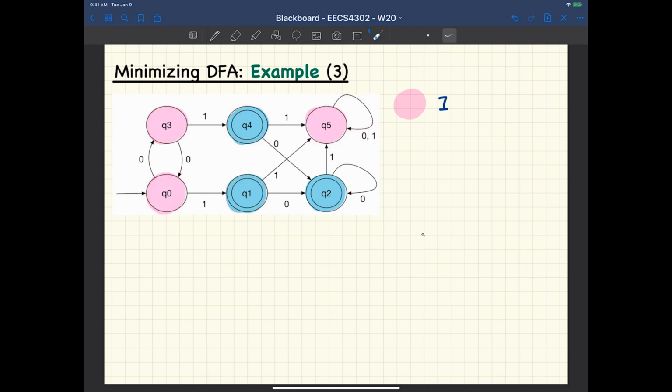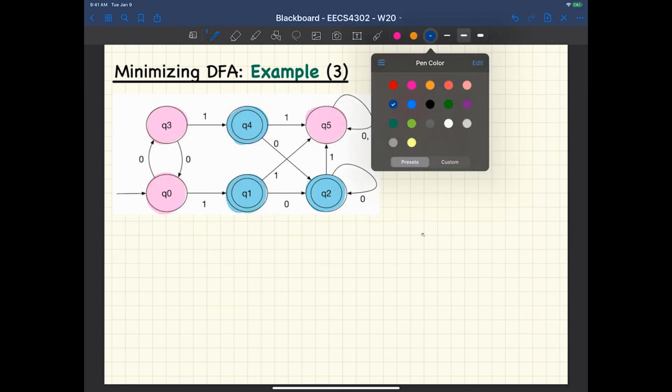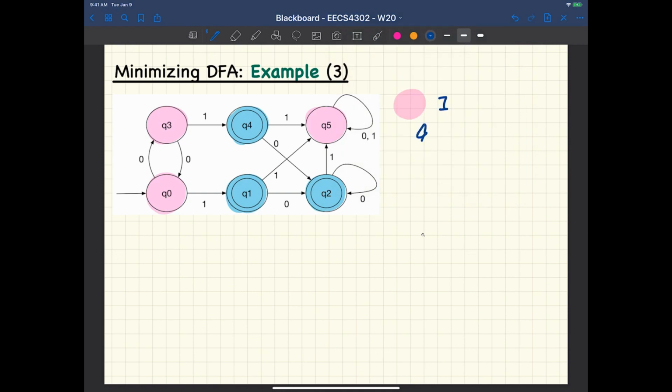Okay, let me write it down. It's our last example, so let me just write it down. Basically, for Q3, by taking 1, you go to Q4, which is blue. And now, if you try to go to Q0, you take 1, and then you also go to Q1, also blue. And then for Q5, if you take 1, you're going back to Q5, right? Basically, think about pink, and these two are blue. So you split out Q3 and Q0, okay? Oh, that was your question beforehand. Okay, so now we got it, right? Good.